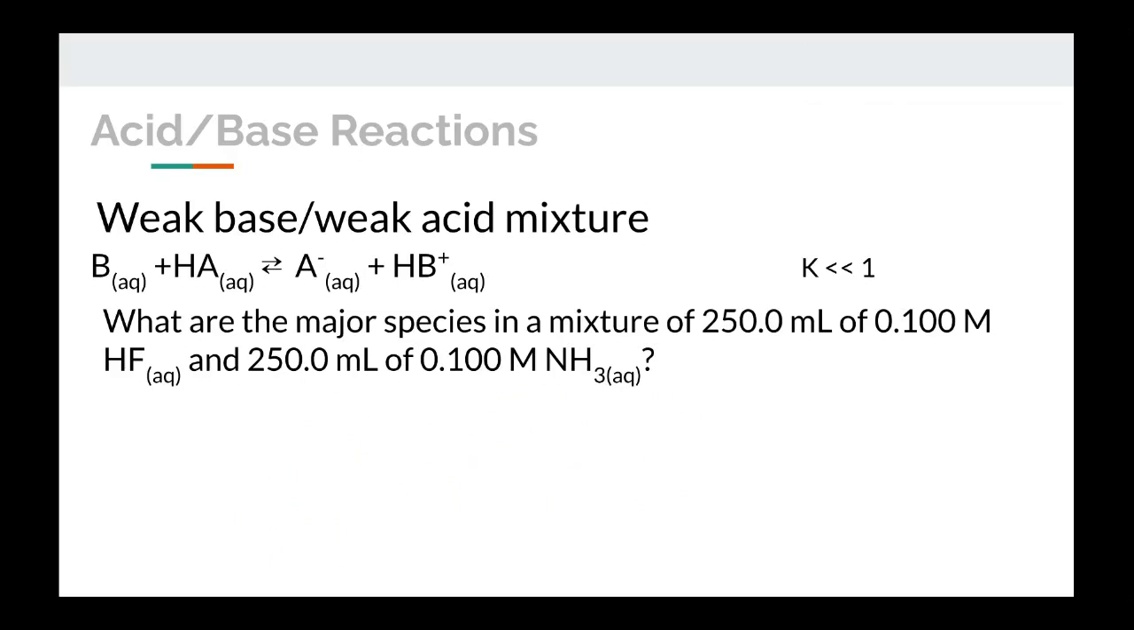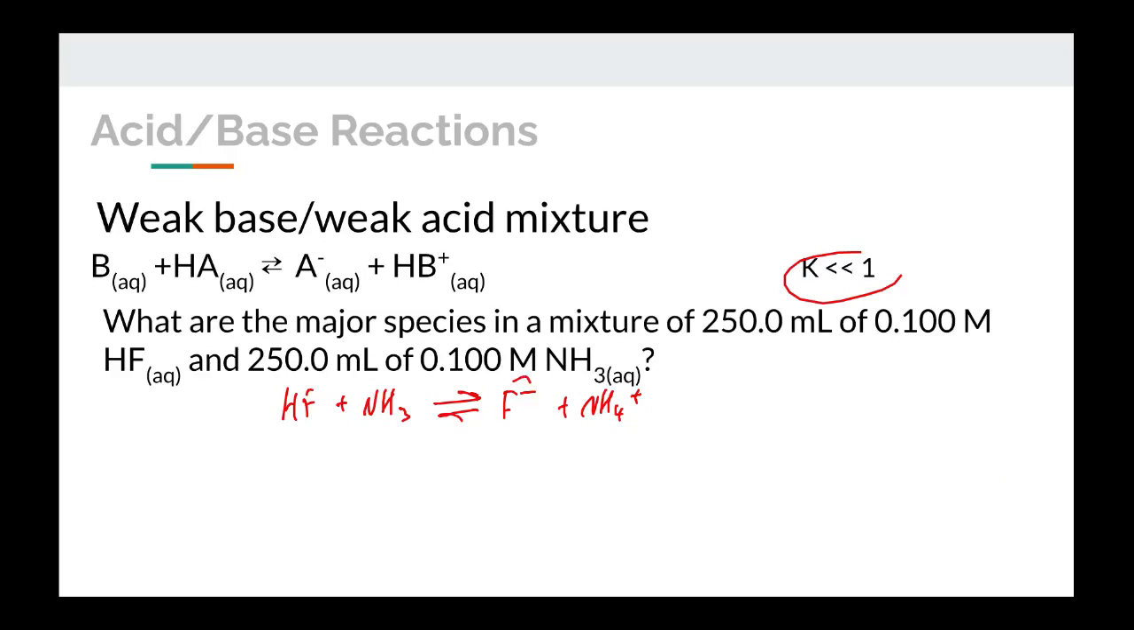So weak base, weak acid reactions are not going to reach completion like the other reactions that we looked at. Here's another major species question. We have 250 milliliters of 0.1 molar HF and 250 milliliters of 0.1 molar NH3. What's the overall reaction? Well, HF is going to react with NH3, and reversibly it's going to produce the conjugate base of HF, which is F minus, and the conjugate acid of NH3, which is NH4 plus. Remember, K is going to be very small, so this reaction isn't going to go very far to completion.